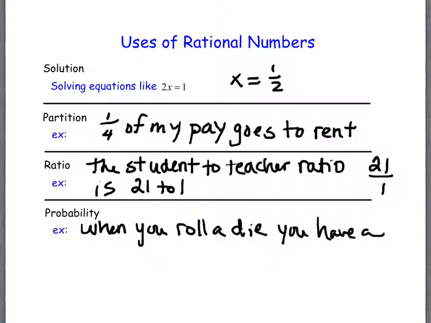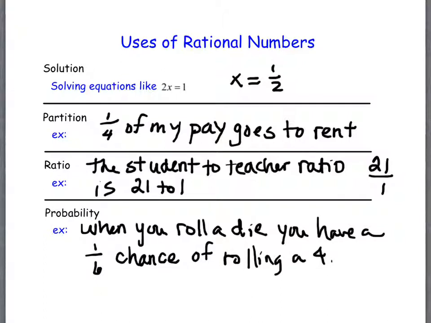You have a 1/6 chance or likelihood or probability of rolling a 4. There's a 6-sided die and there's 6 numbers on there and you're choosing one of the 6.